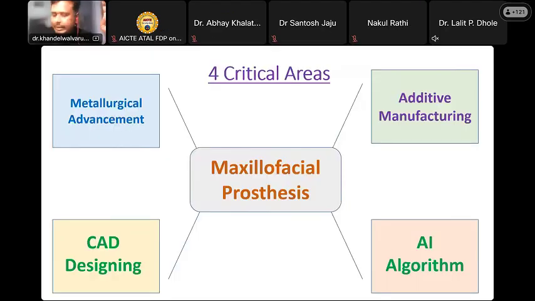Can you see my screen again? Hello. Yes, sir. Your screen is now visible. Now visible, right? Yes.